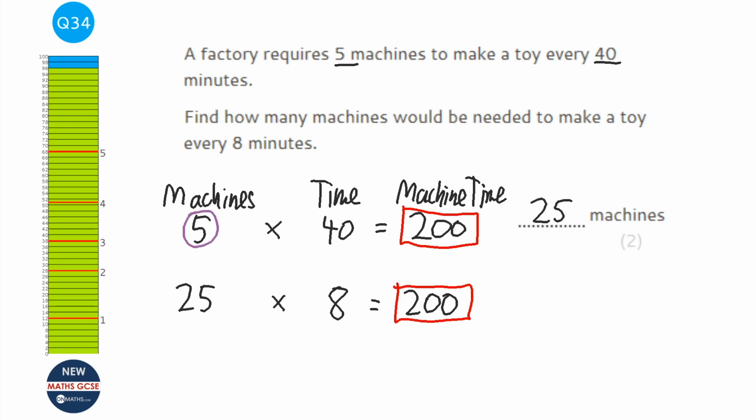So 5 machines take ages. They take 40 minutes to make a toy. Yet 25 machines take only 8 minutes to make a toy, so that makes sense. You'll notice that we've divided that by 5, but we've times this one by 5, and that's the way inverse proportion works. As you divide one of them, you times the other.